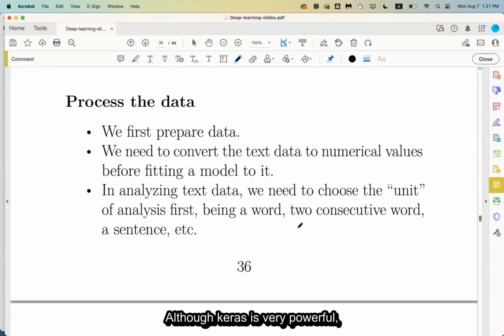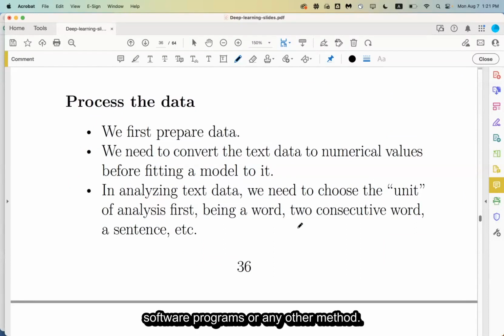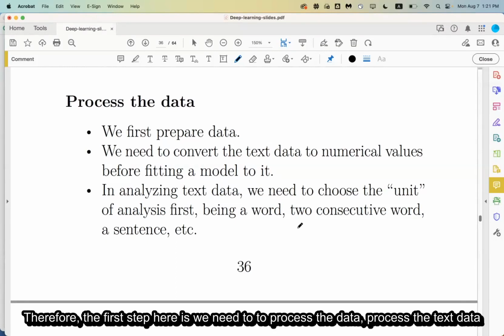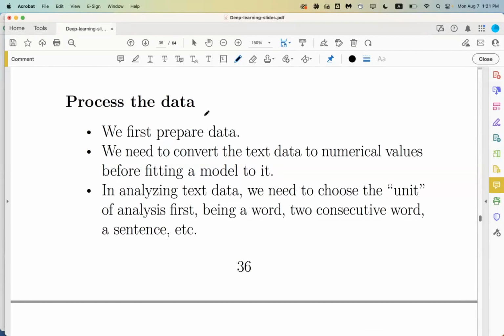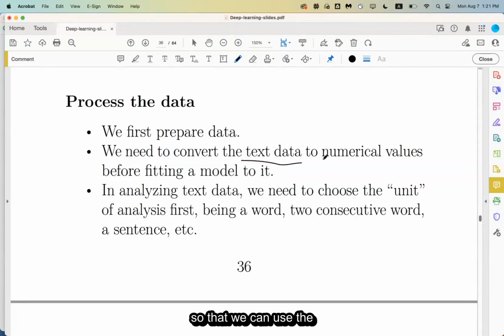Although Keras is very powerful, it cannot process text information directly, as with any other software programs or any other method. Therefore, the first step here is that we need to process the text data. The idea is we want to convert the text data to numerical values so that we can use the program to estimate the model.